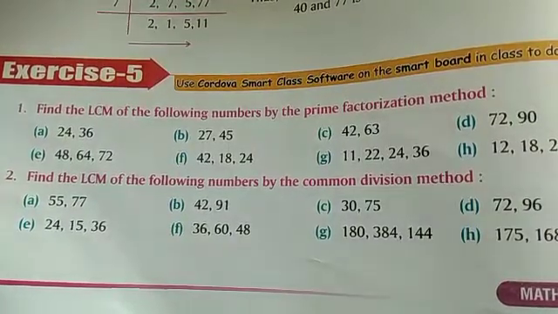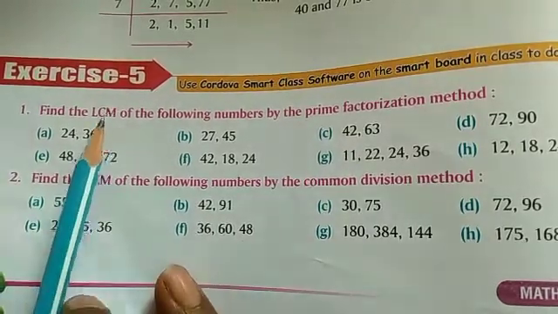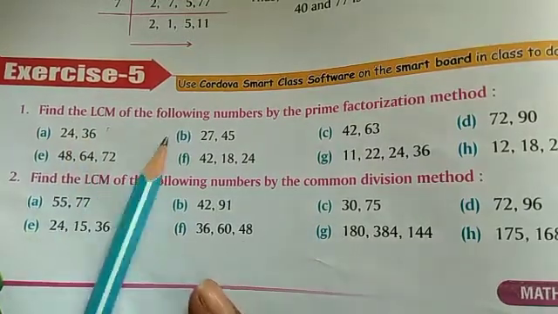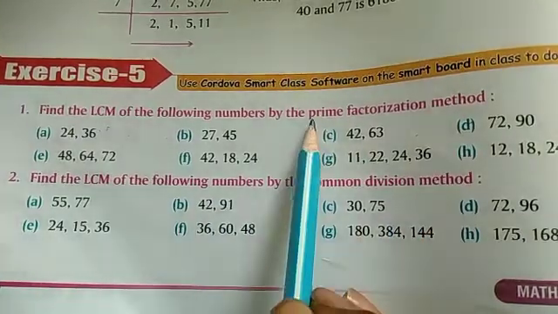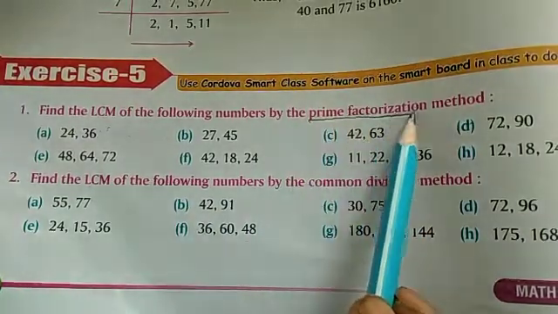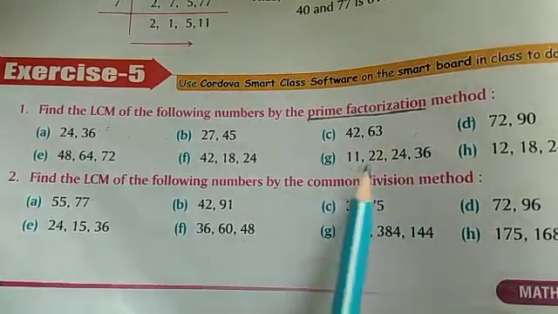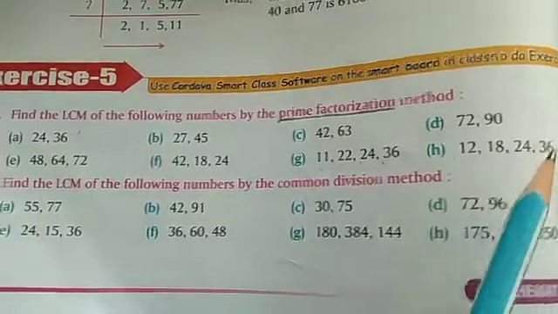Your chapter 7 exercise 5. In this exercise we have to find out the LCM. Question number 1. Find the LCM of the following numbers by the prime factorization method. In this question we have to follow the method that is prime factorization. Means first of all we will find the prime factors of all the numbers, then we'll find out the LCM.